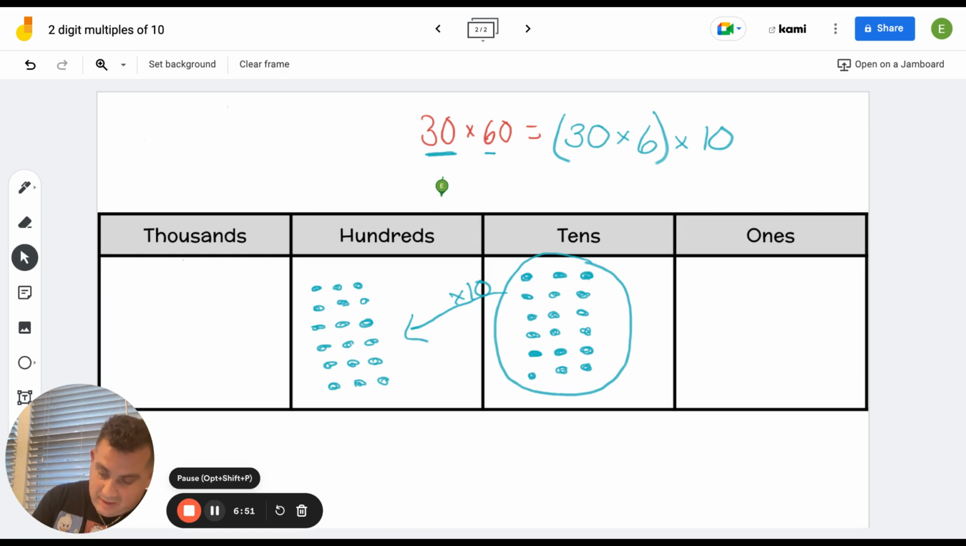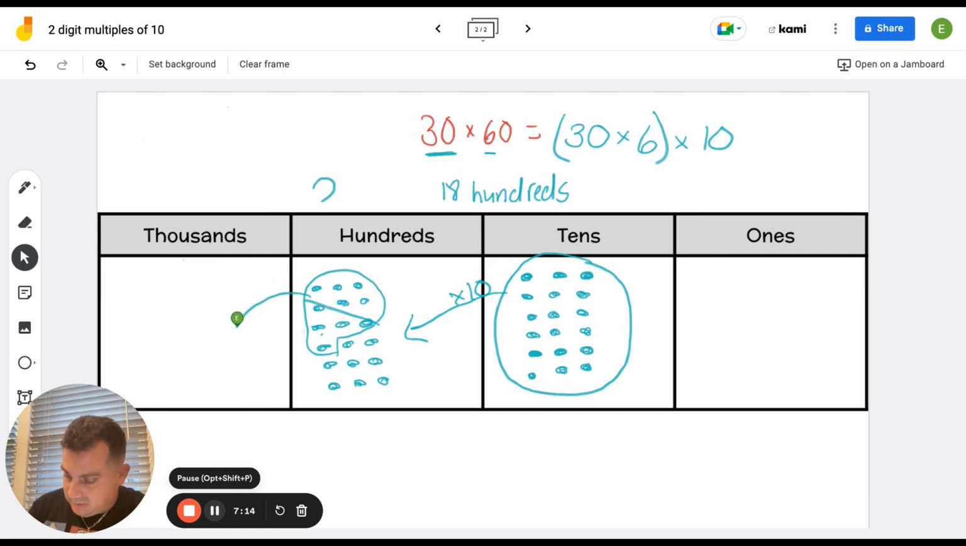So I have 18 hundreds, and that's in unit form, right? So how do I write that in standard form? Well, this is 18 hundreds. I know that I can't have 18 discs in the hundreds place. So I have to take 10 hundreds and regroup that into 1,000. So I now have 1,000 and 800, and nothing else, which is 1,800.